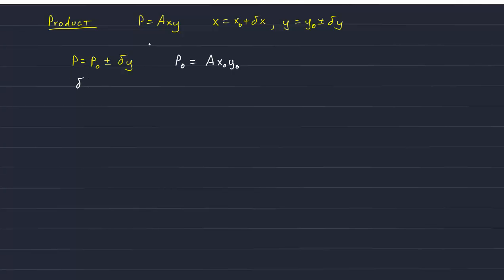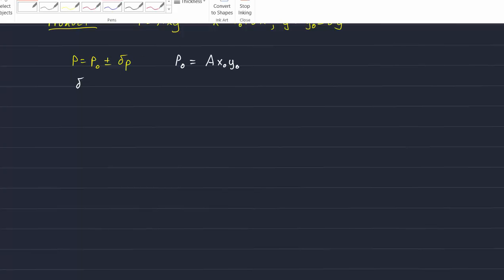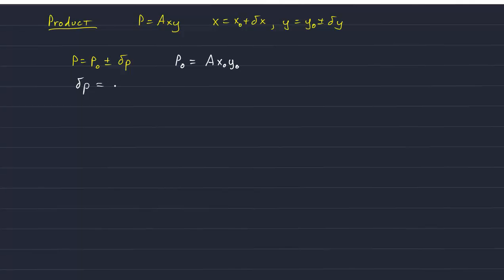And delta, sorry, this should be delta P, not delta Y. Hope you guys caught that. Delta P, again, if we apply our general equation, is equal to the square root of the uncertainty due to X, so that's dP/dx evaluated at x0, y0 times delta x, and that whole quantity is squared, plus the partial of P with respect to y evaluated at point x0, y0, times delta y, squared.